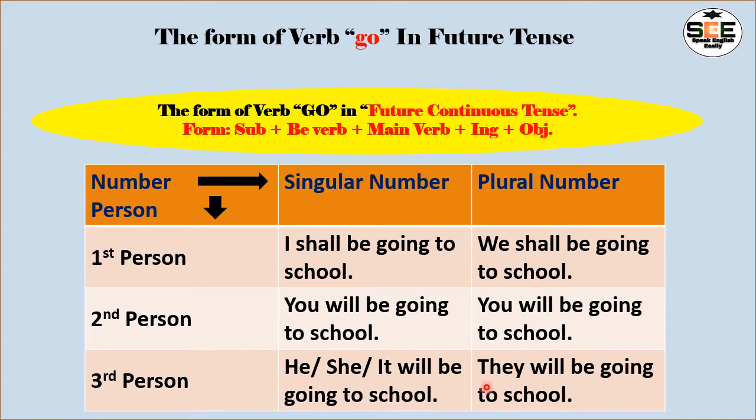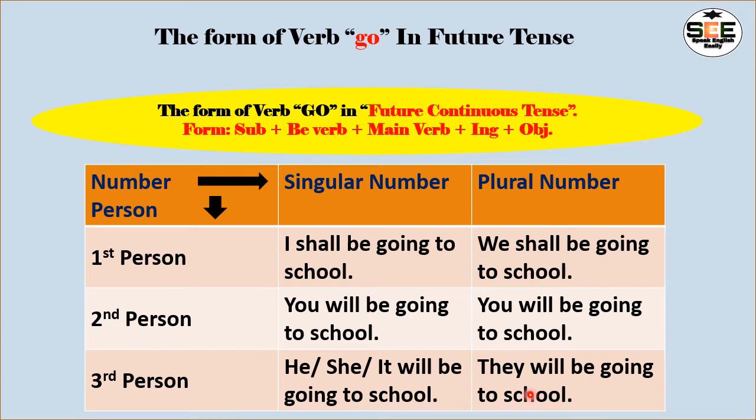And third person plural number, if we see they will be going to school, here they is the subject of plural number in third person, and will be is the be verb of future tense, and go is the main verb plus ing as per the rule, and to school is the object.